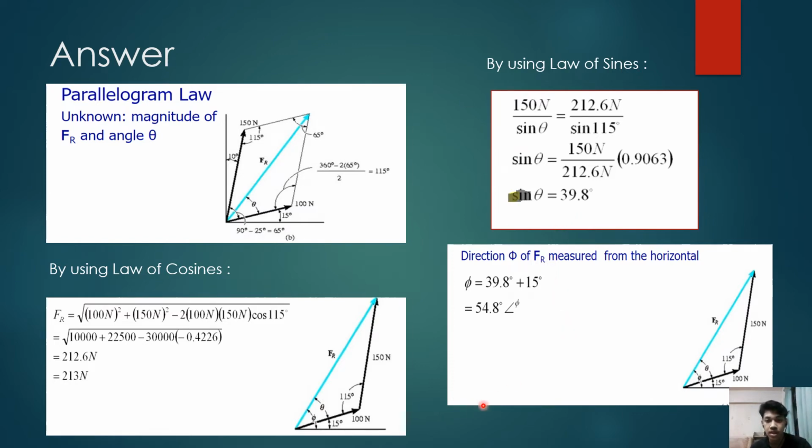Then we will calculate the theta. The theta is measured from the horizontal, so we must include this 15 degrees. We just add it with the previous answer we got by using the law of sine, which is 39.8 plus 15. Then we will get 54.8 degrees. So that is the angle for the resultant force. So that's the answer for this example.